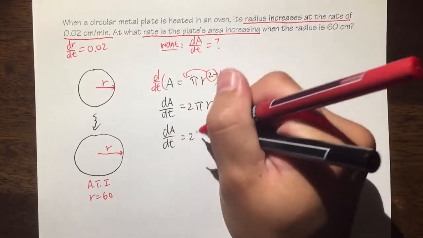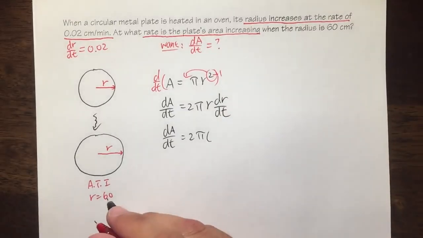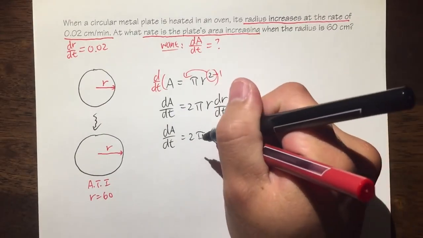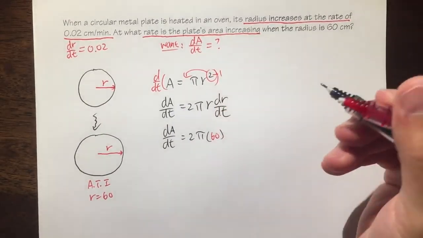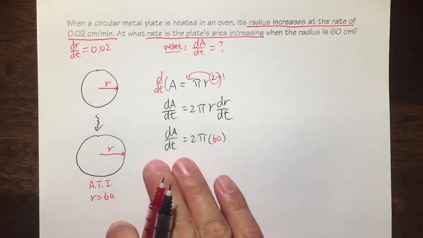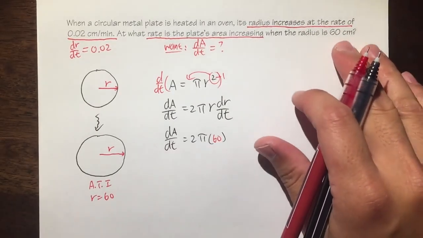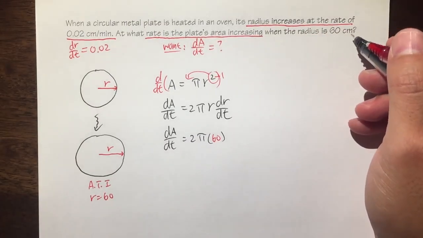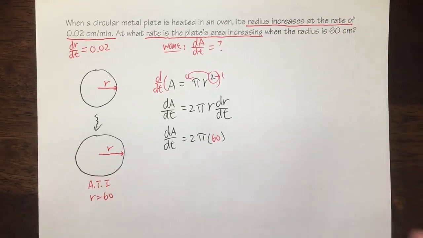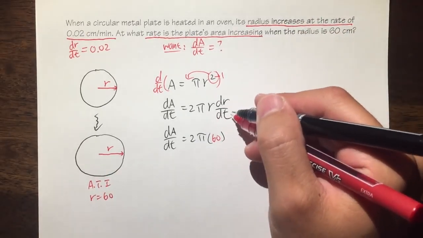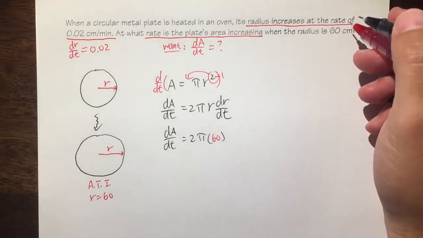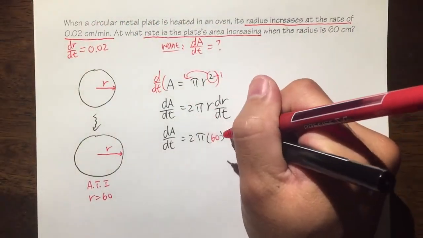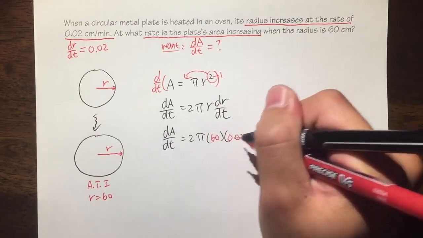Anyway, now we're trying to find dA/dt, so I'll just keep this. And then 2 is just a 2, pi is just a pi, r we care about at this particular moment, so we just plug in 60 right here for r. And by the way, at a different instant, you will have a different dA/dt. So you really have to pay attention to the question right here. It says the radius is 60 centimeters at that instant, so use this right here. And for dr/dt, the radius is increasing at the rate of 0.02, right? So that's the constant rate for r. We just have to plug that in, 0.02.